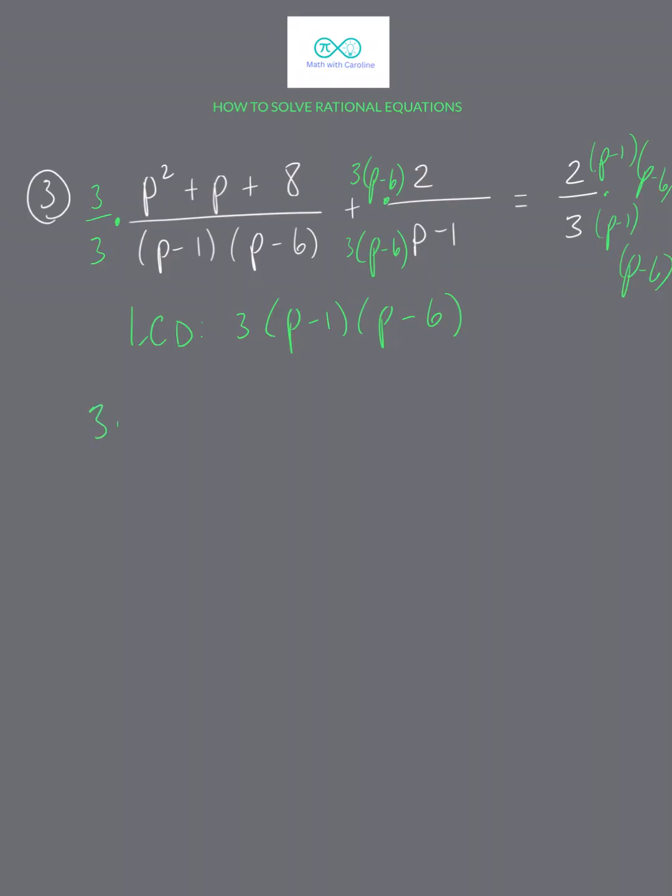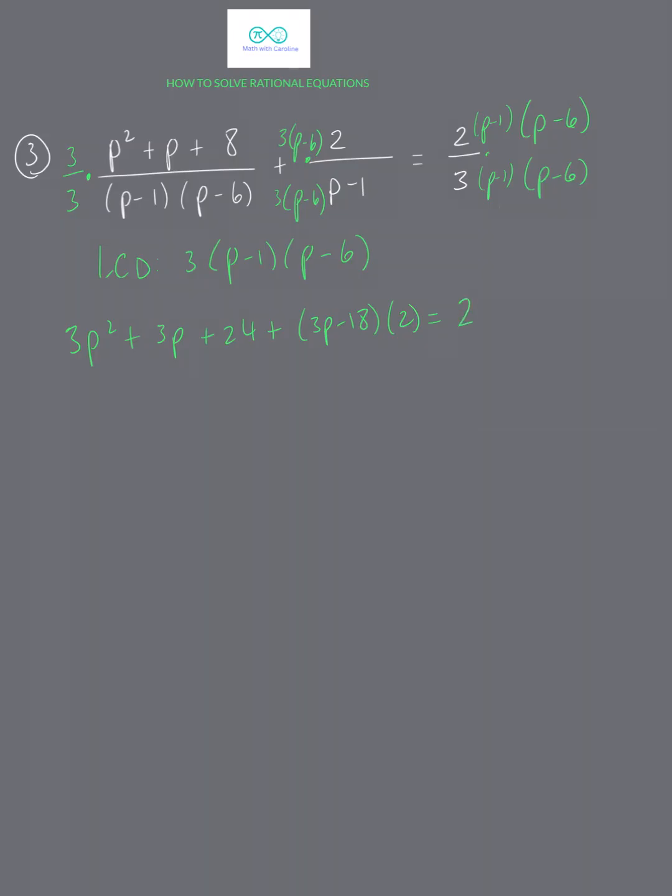So we're going to have 3p squared plus 3p plus 24. And then we're going to multiply 3p minus 18, and that's still times 2. So I've just distributed this 3, so I've got 3p minus 18, and then that still needs to be multiplied by this 2 here. So I'm going to do that in 2 separate steps. And then this one, I'm going to go ahead and FOIL the p minus 1 and p minus 6, and then I'll multiply by 2 afterwards.